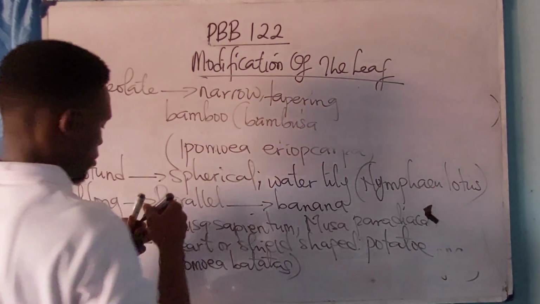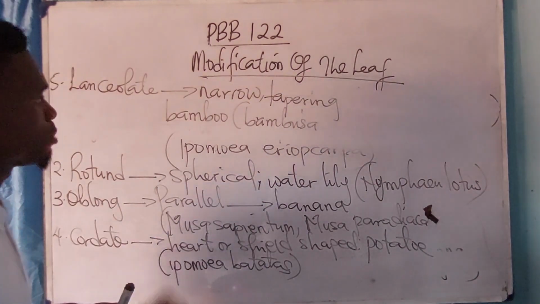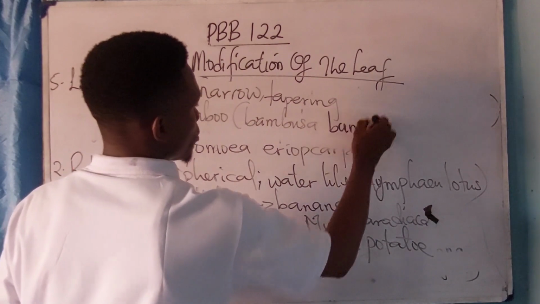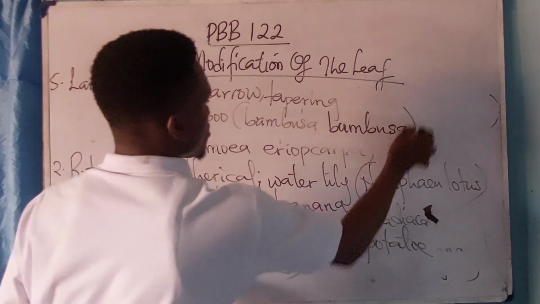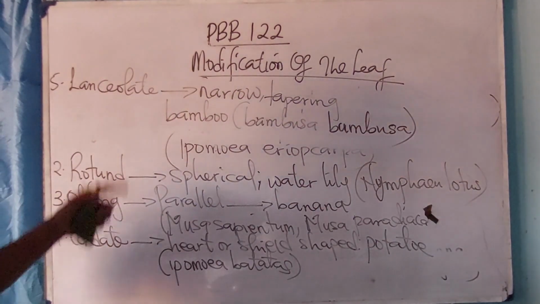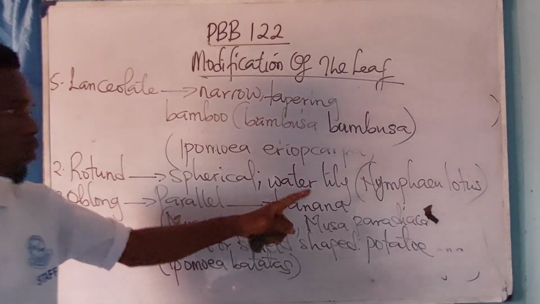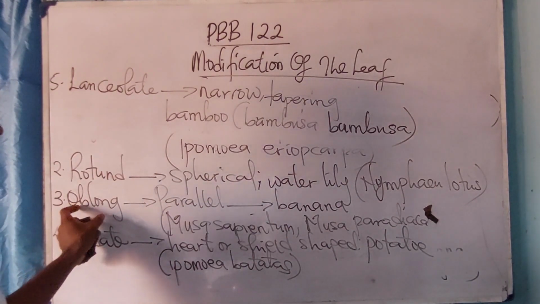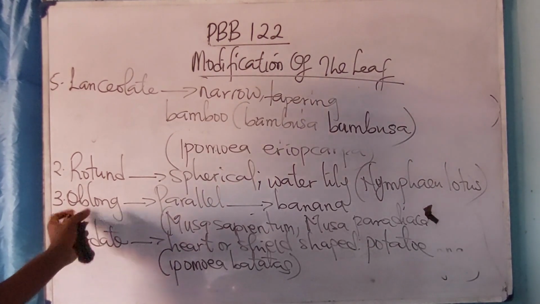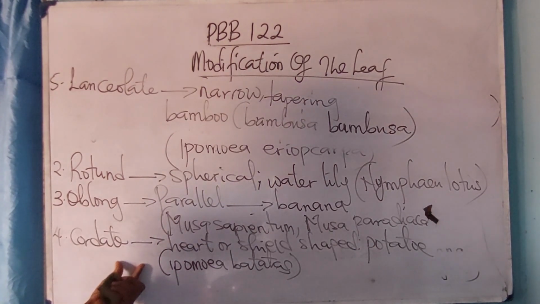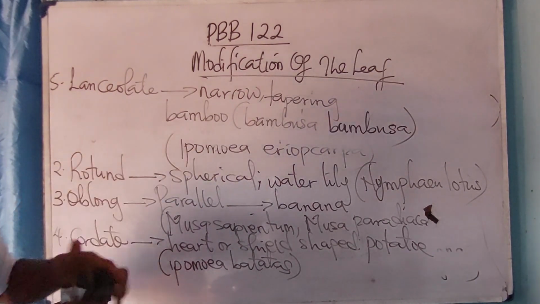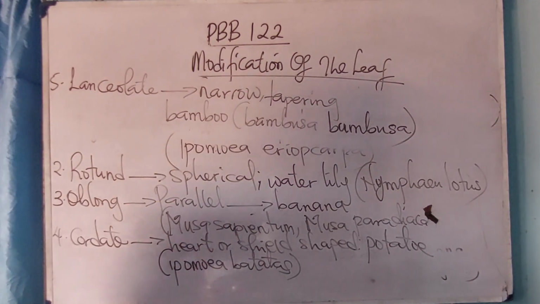Bambusa. This marker is not good enough, please pardon me for that. Bambusa. Alright, so please, Bambusa is to lanceolate. Water lily is to rotund. Musa paradisiaca and Musa sapientum are to oblong. Caudate, you have Ipomoea batatas is to what? Caudate. And lanceolate, you now have it to be what? Bamboo. Please take note of that. It is very, very important.